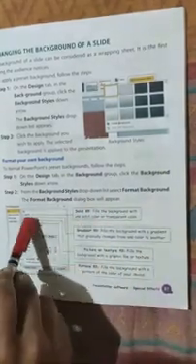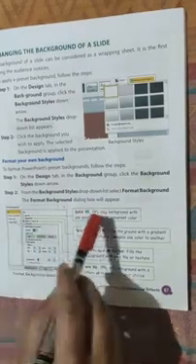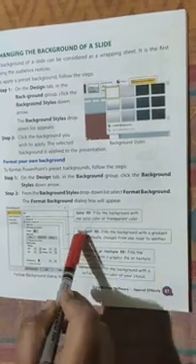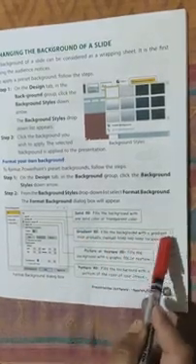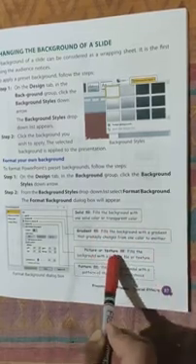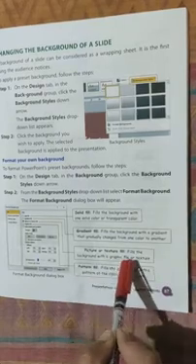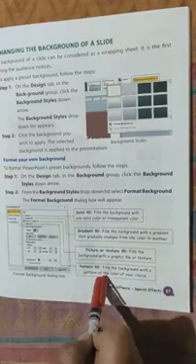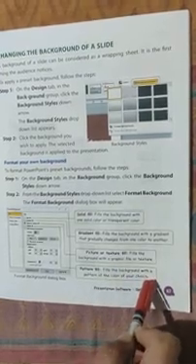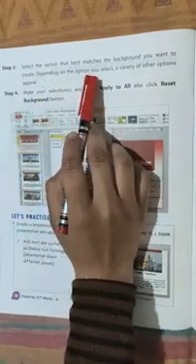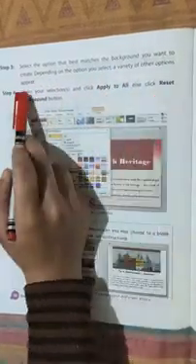In here it is written Solid Fill. It fills the background with one solid color or transparent color. Then Gradient Fill fills the background with a gradient that gradually changes from one color to another. Now Picture or Texture Fill fills the background with a graphic file or texture. Pattern Fill fills the background with a pattern of the color of your choice. Got it? Step number 3, select the option that best matches the background you want to create. Depending on the option you select, a variety of other options appear.